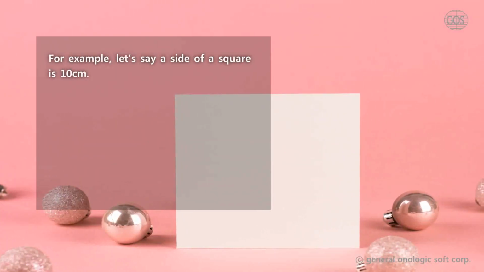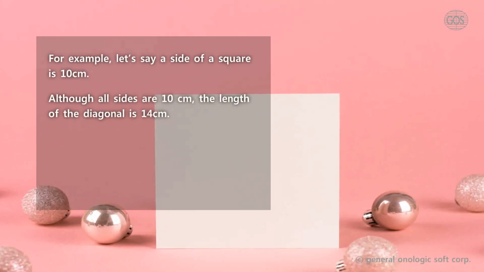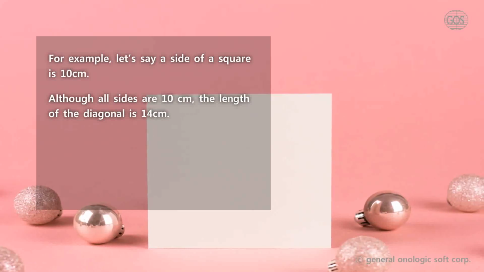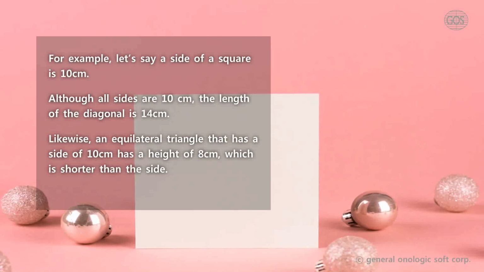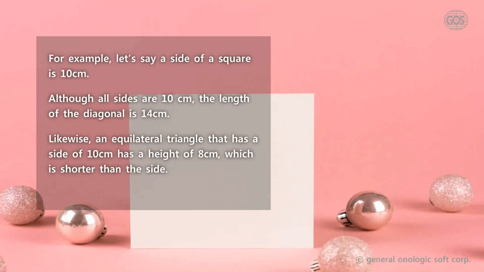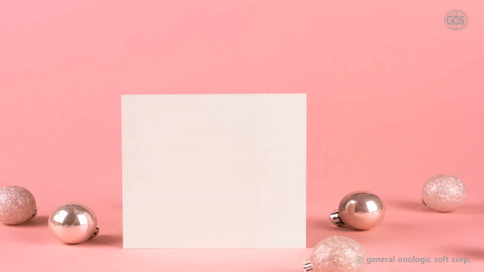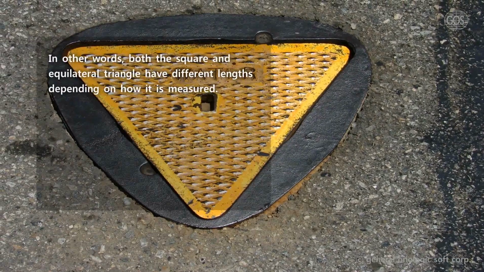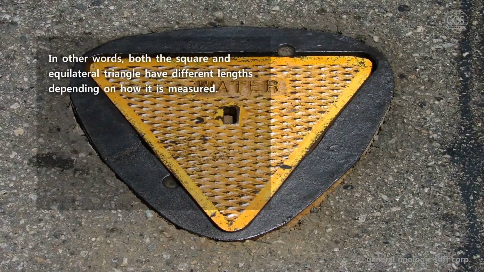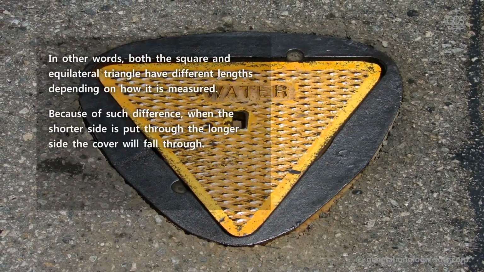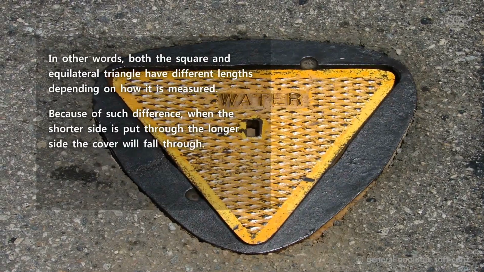For example, let's say a side of a square is 10 centimeters. Although all sides are 10 centimeters, the length of the diagonal is 14 centimeters. Likewise, an equilateral triangle that has a side of 10 centimeters has a height of 8 centimeters, which is shorter than the side. In other words, both the square and equilateral triangle have different lengths depending on how it is measured. Because of such difference, when the shorter side is put through the longer side, the cover will fall through.